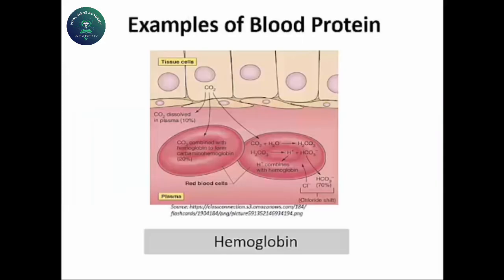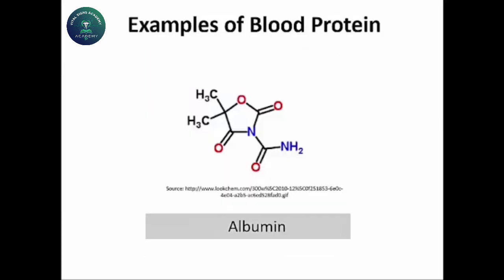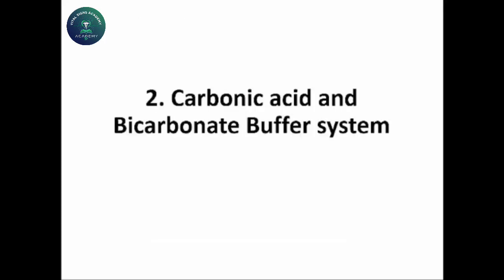So now we understand that the protein can act as both base and acid. Examples of blood proteins include hemoglobin and albumin. These are blood proteins which act as buffer systems. The second important buffer system is carbonic acid and bicarbonate buffer system.